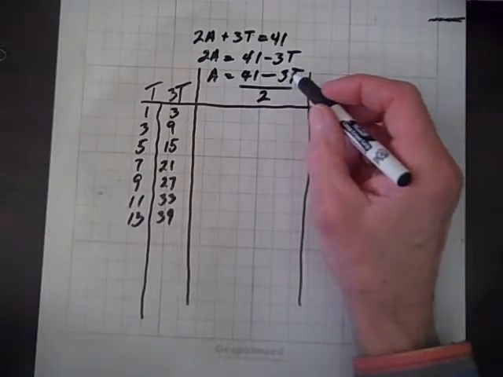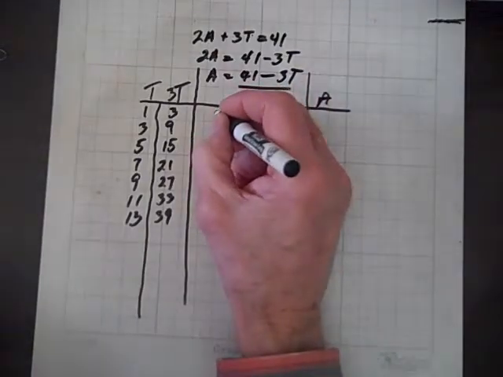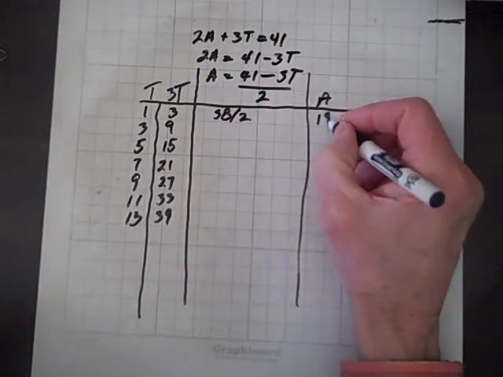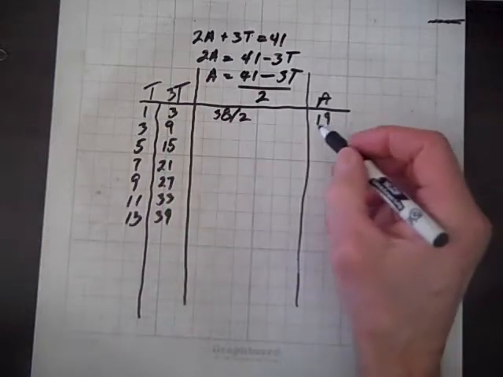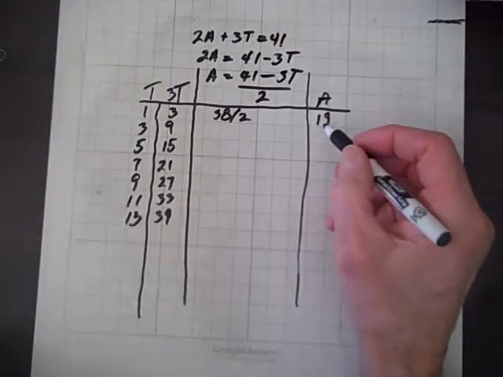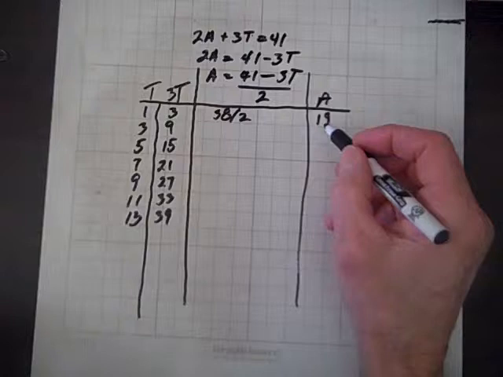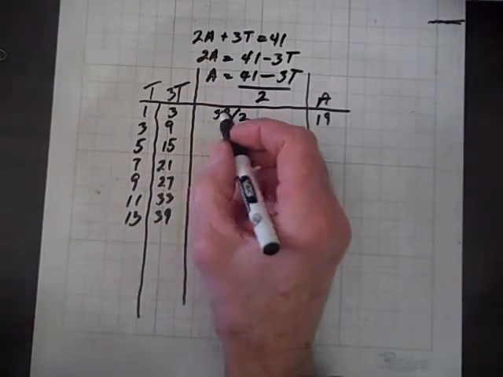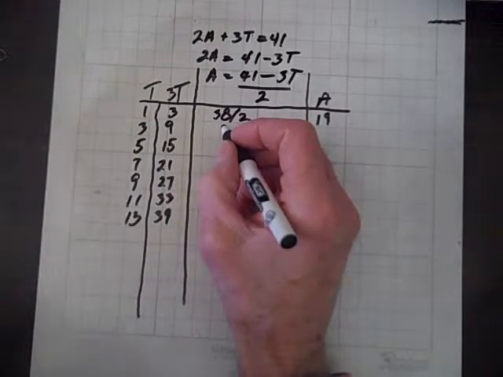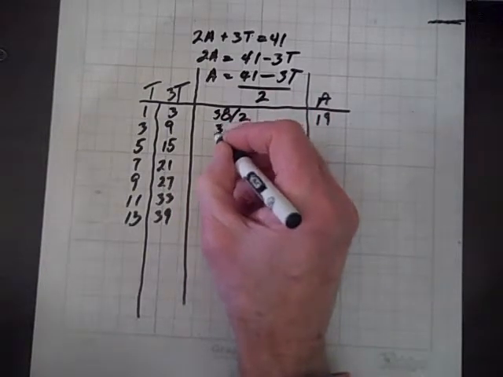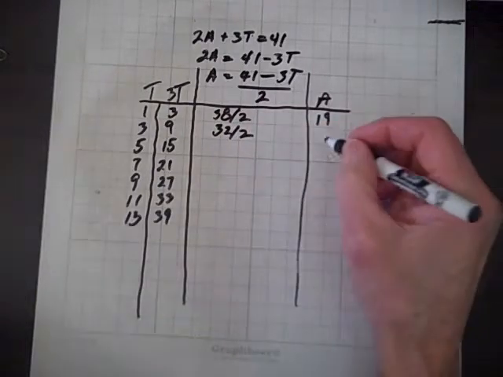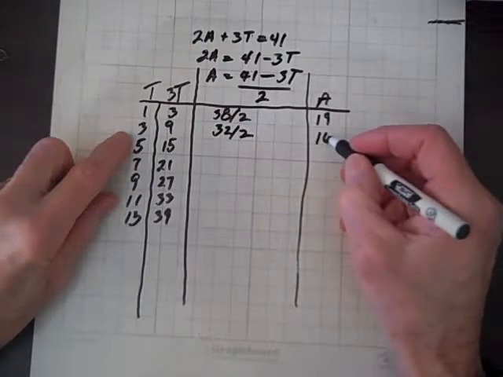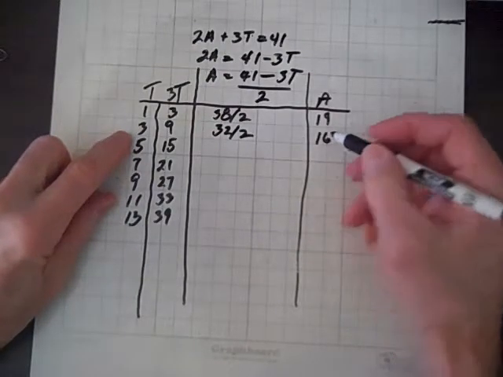Now 41 minus 3 is 38, and 38 divided by 2 is 19. So when t is 1 truck, we're going to have a corresponding 19 automobiles. 41 minus 9 is 32. 32 divided by 2 is 16. So if we have 3 trucks, we're going to have 16 automobiles.